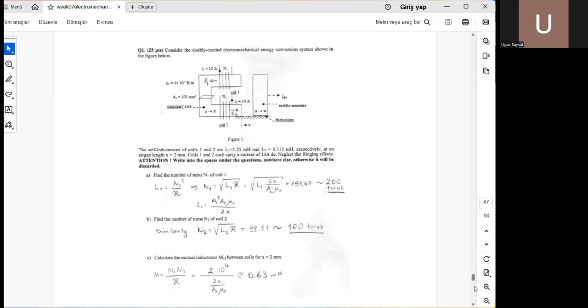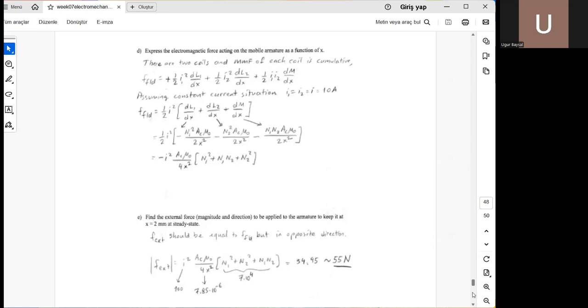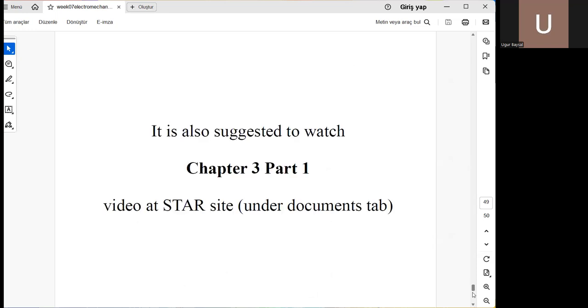This is another solved example which you can self-study and learn, and this example continues. This was an example from previous years, which you can self-study and practice your improvements or developments by yourself. Also, it's suggested to watch the Chapter 3, Part 1 movie at the Start Site under the Documents lab to see other approaches to the solutions of the previous problems.